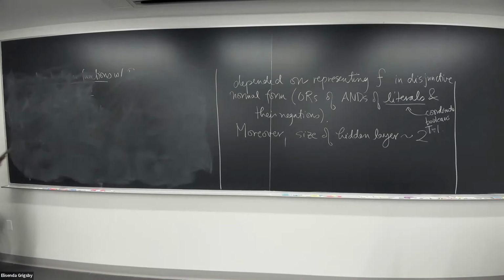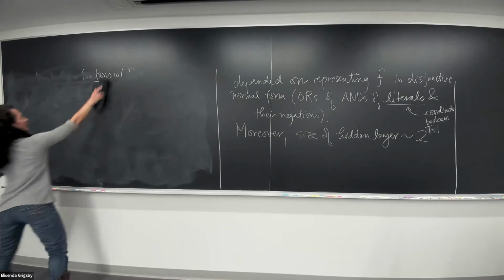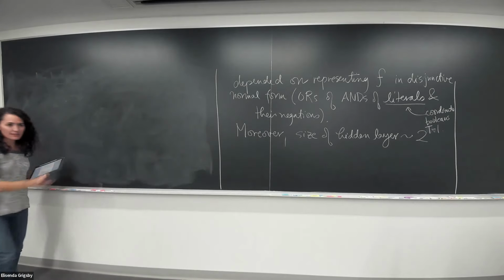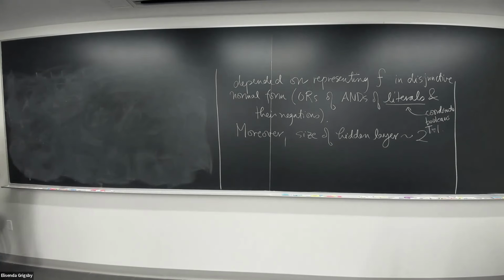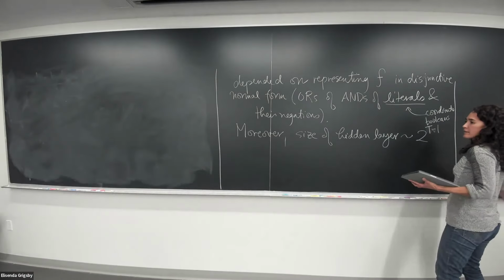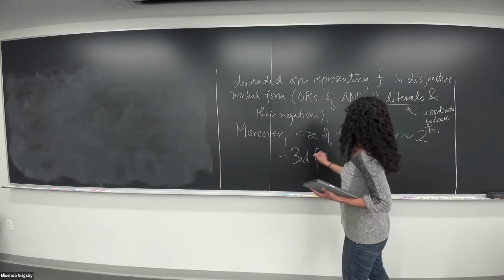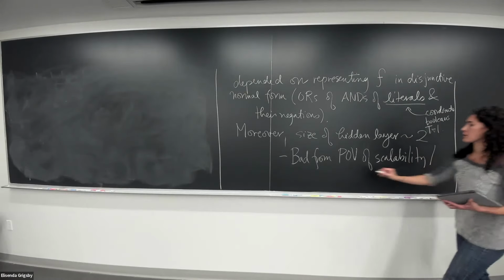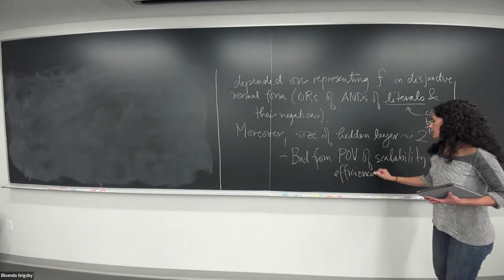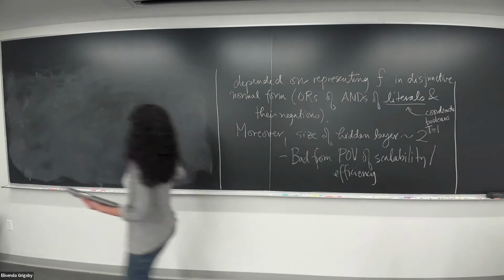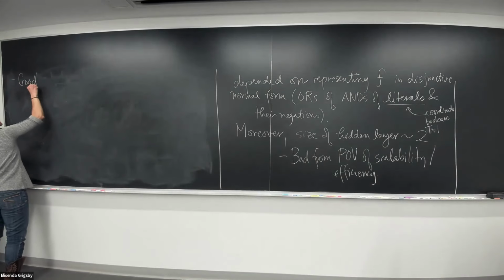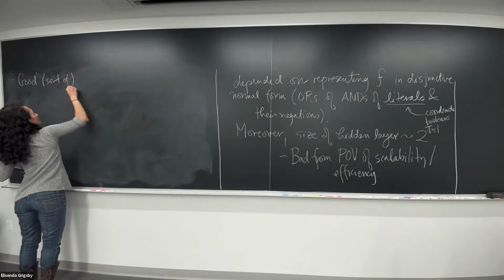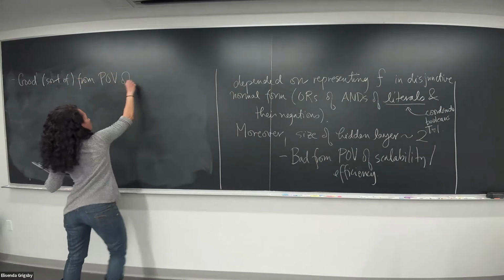However, it was kind of good from the point of view of interpretability, at least in a certain sense. So, when we're giving constructions, we would like for them to be efficient, and we would also like for them to be interpretable in whatever sense we mean. And one thing that is good about this construction, so maybe I'll just say, this is bad from the point of view of scalability and efficiency, which matters if you're a computer scientist. But it is good somehow from the point of view of interpretability.